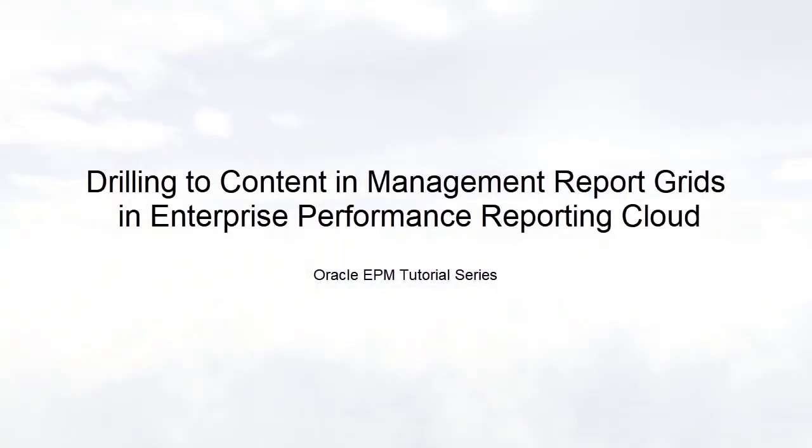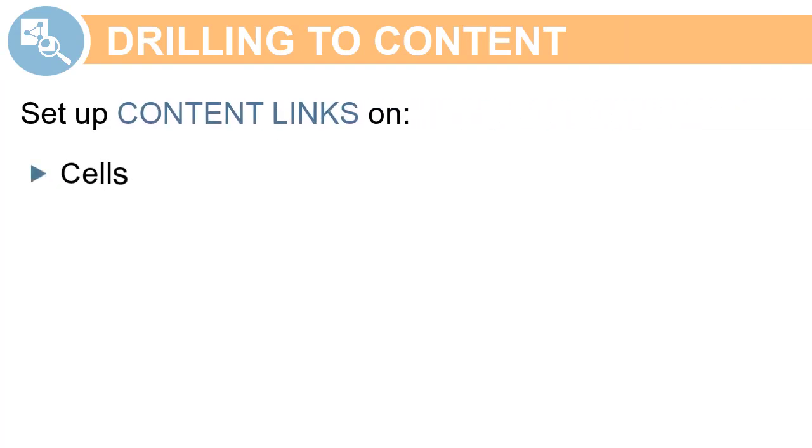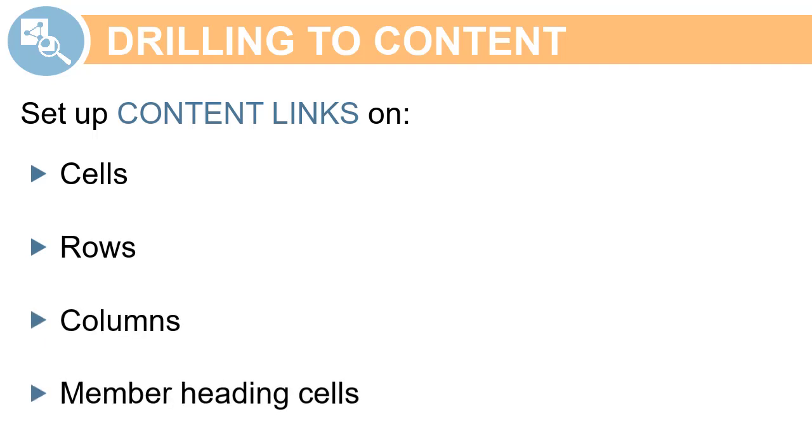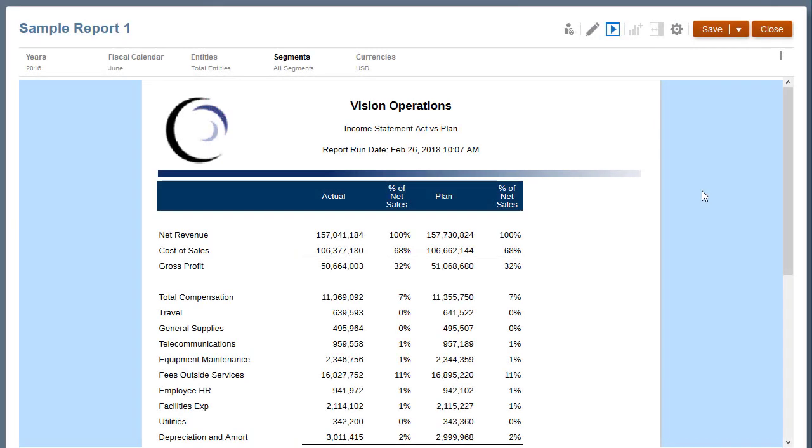Welcome to this step-by-step tutorial on how to drill to content in Management Report Grids in Enterprise Performance Reporting Cloud. Drill to content allows you to set up content links on grid cells, rows, columns, and member heading cells to enable end users to drill to management reporting reports, third-party documents in the Oracle Enterprise Performance Reporting Cloud library, and URL links. For this tutorial, I am using the Sample 1 report included in the sample application.